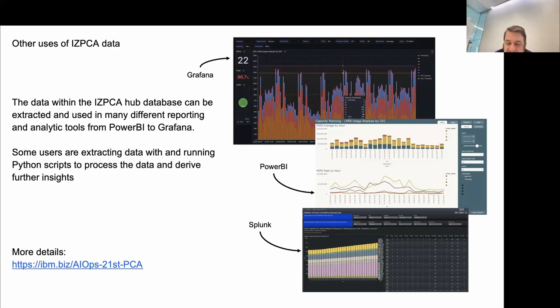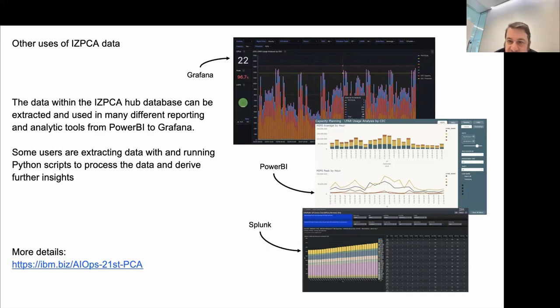And you may have data scientists, performance analysts, or capacity management people who've got their own tool or would like to just play with the data and do something with it. I'm just showing you here different examples of us pulling that data from the IZPCA database and just throwing it up into other tools that you might have available to you.